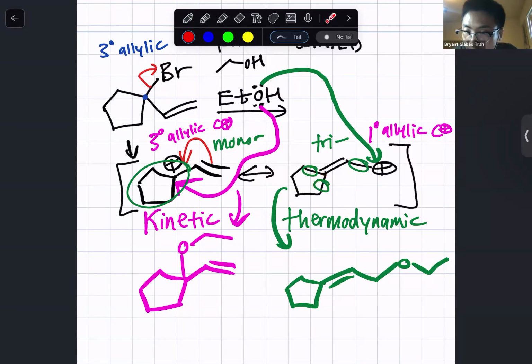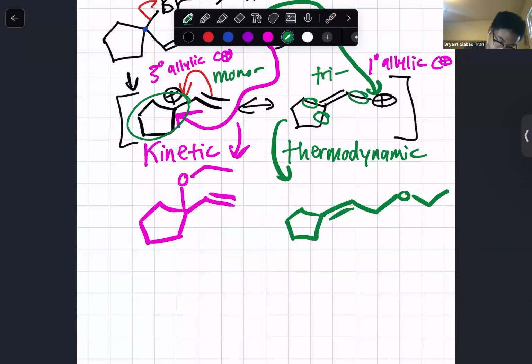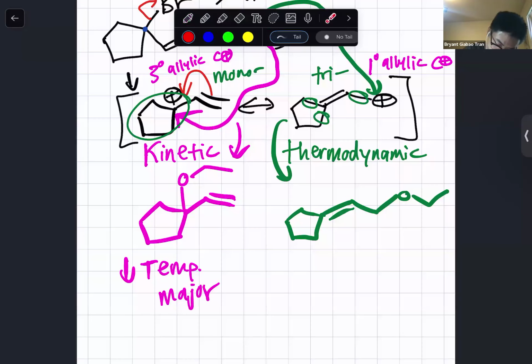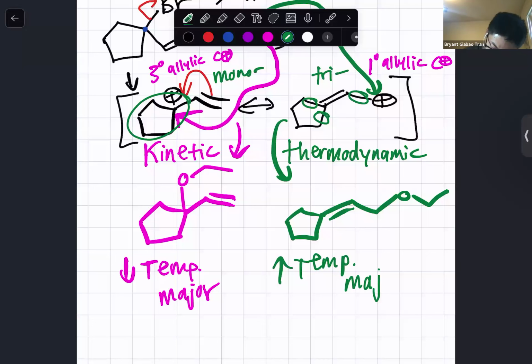So carbocations take precedence over the substituted alkene, right? Carbocations take precedence over the substituted alkene only if we are in kinetic conditions, low temperature. So if we are in low temperature, this is the major product. If we are in high temperature, this is our major product.